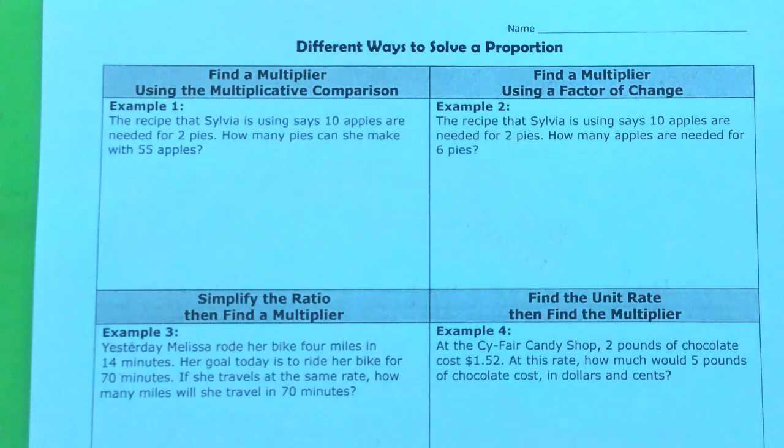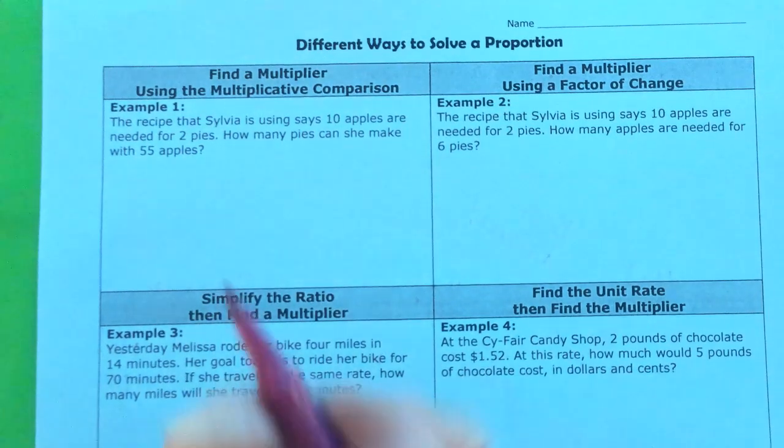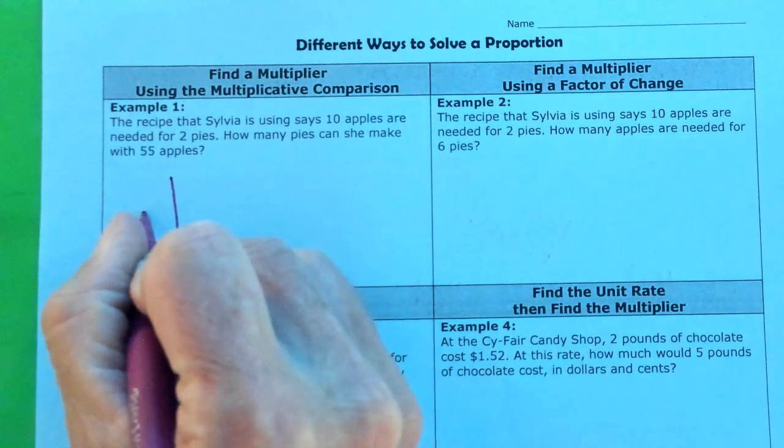Here we go. The recipe that Sylvia, or if you want to change that name, go ahead, is using says 10 apples are needed for 2 pies. How many pies can she make with 55 apples? Well, this is kind of from our problem last week. So let's build that best friend table.